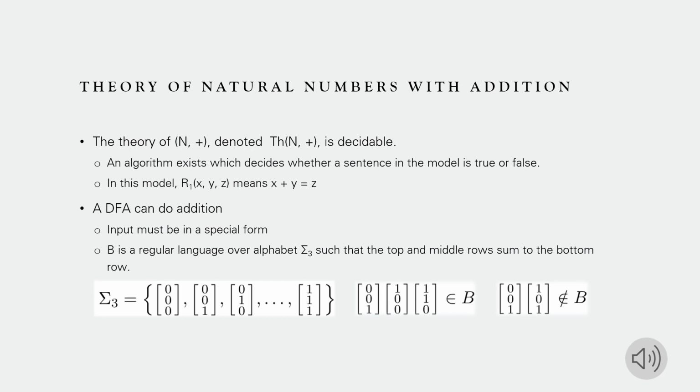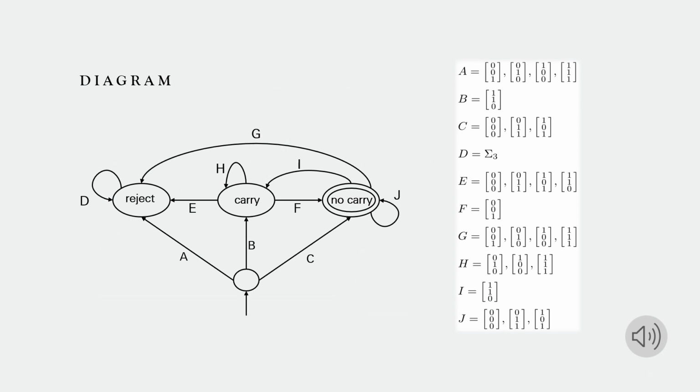On the third example, we see the top row is 0, 1, and the middle row is 0, 0. Now, it does not equal 1, 1. Instead, it would have been 0, 1, which does not belong to B. This is a DFA that solves that language.